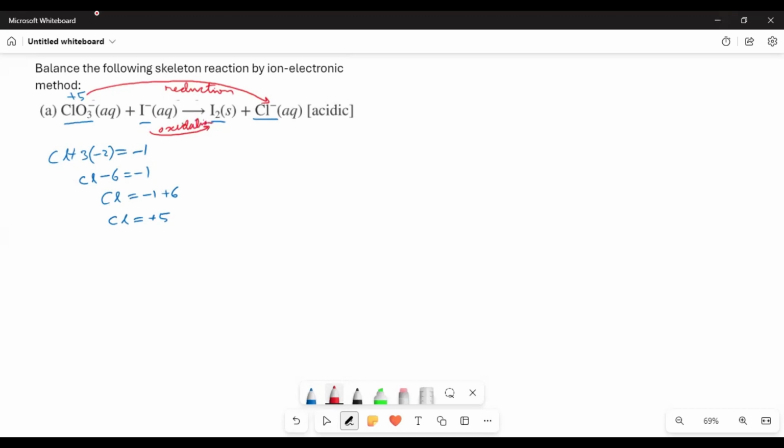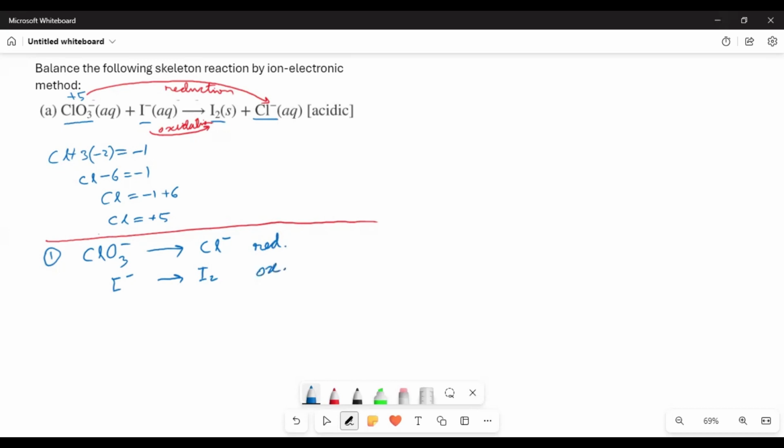Okay, so now we start the same process of balancing the equation. So first of all, divide the equation in two parts. ClO3 minus, this is the reduction half equation, and it becomes Cl minus. On the other hand, there is I negative and there is I2. Okay, so this is the oxidation equation. In short, you can write it red and you can write it ox. Better to use the complete word reduction and oxidation.